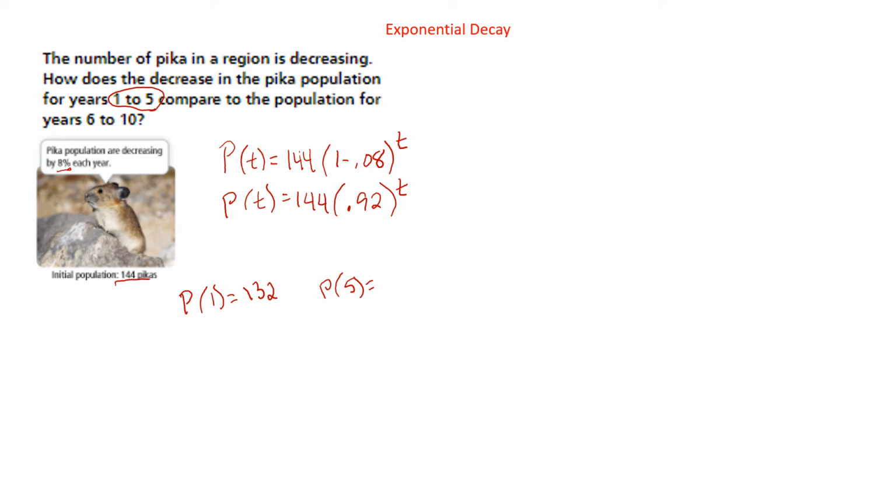And then P of 5, because that's going to be the end of this time period, you plug in 5. So 0.92 to the 5th times 144, you get 95. And to find the average rate of change over these years, we're going to find the slope here. So we're going to go 95, it's y minus y. So 95 minus 132 over 5 minus 1. And when we do that, we get negative 37 over 4, which is negative 9.25. So the population is decreasing by about negative 9.25 pica per year during those years.